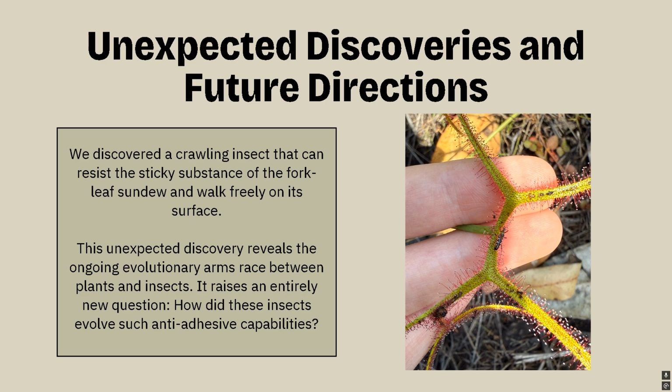Also, we discovered a crawling insect that can resist the sticky substance of the fork-leaf sundew and walk freely on its surface. This phenomenon reveals an ongoing evolutionary arms race between plants and insects. It raised a brand new fascinating question: how did this insect evolve such resistance? This opens a direction for future research in coevolution.